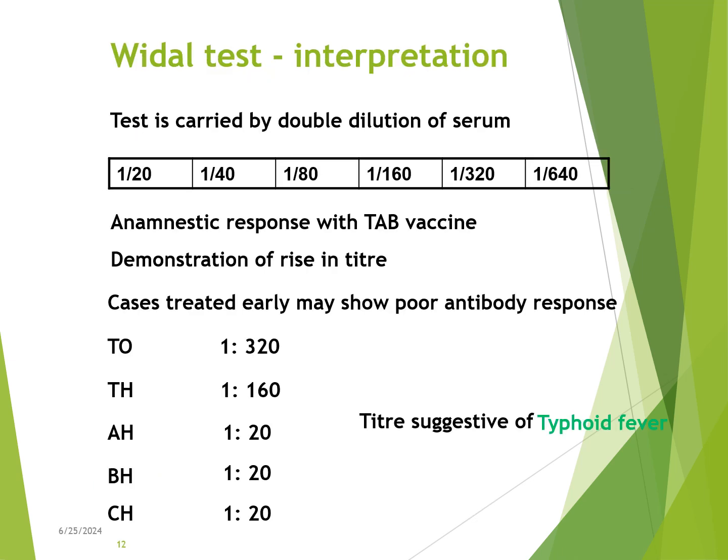The test is carried out by double dilution of serum. You get an anamnestic response with a TAB vaccine, demonstrated by a rise in titer. Cases treated early can show a poor antibody response, and a raised titer here is suggestive of typhoid fever.